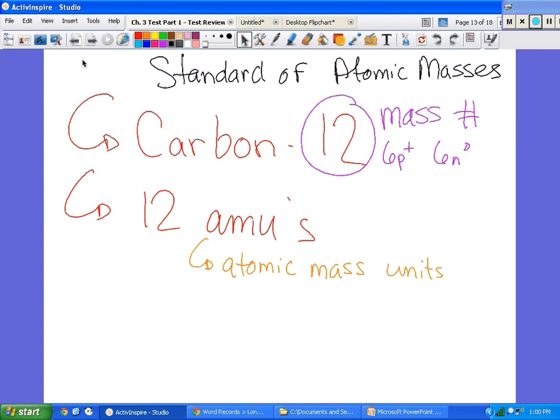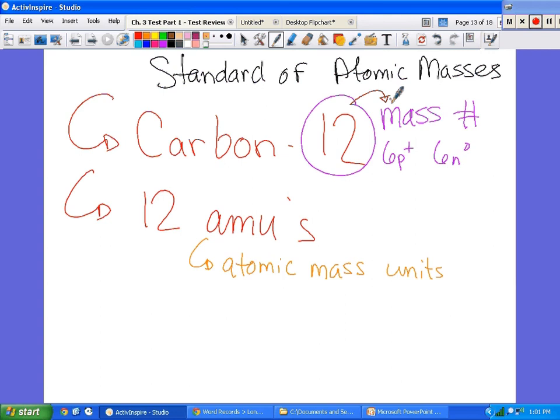Now, since it is carbon-12, this 12 is the mass number, right? Again, how do we solve for mass number? Protons plus neutrons. Now, carbon is always going to be number 6. That tells me I have 6 protons. Well, if it's a mass number of 12, that means I have 6 neutrons. Got to be true, right?